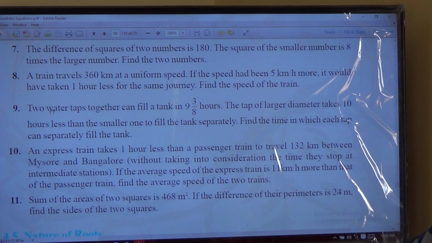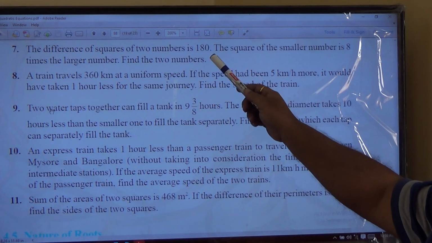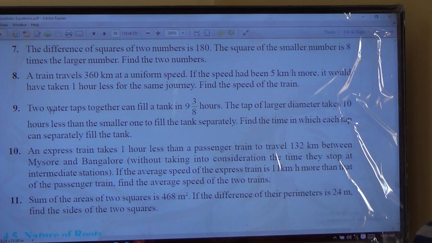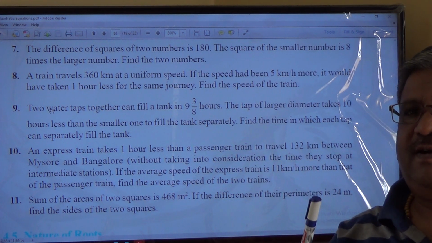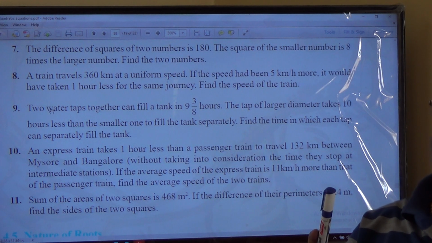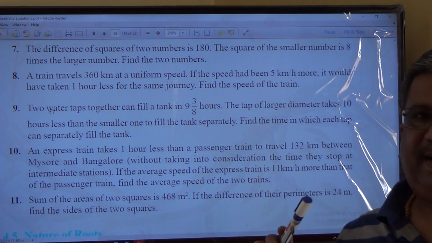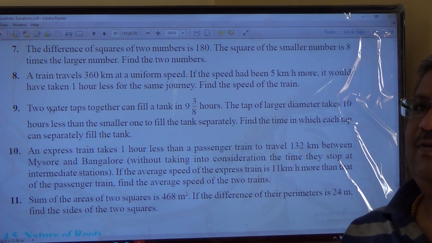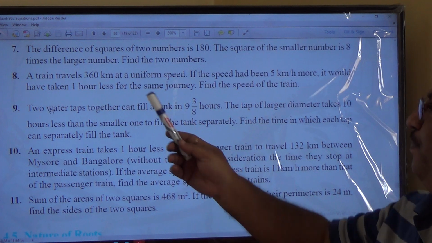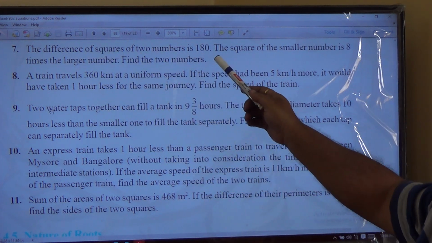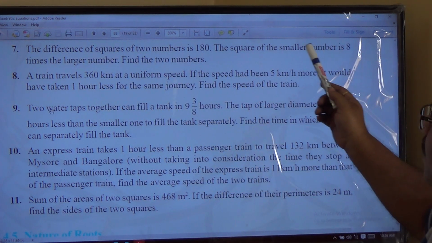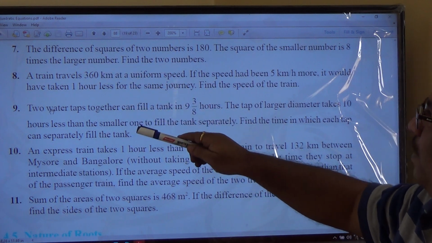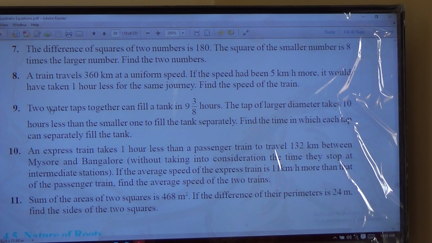Seventh here. The difference of squares of two numbers is 180. Dear students, what do you mean by that? If x and y are the two numbers, the difference will be x square minus y square. So one should be larger, one should be smaller. The square of the smaller number is 8 times the larger number. Find the two numbers.